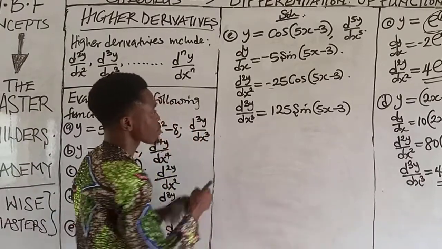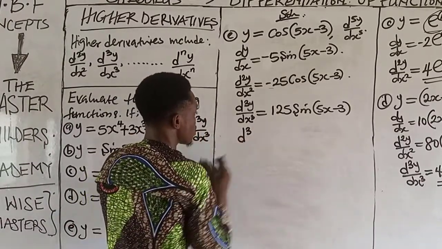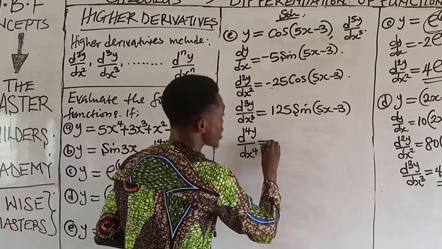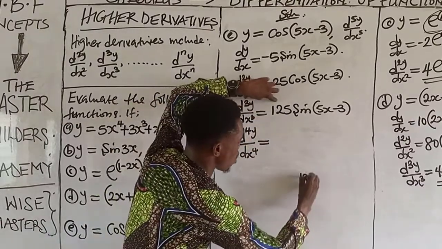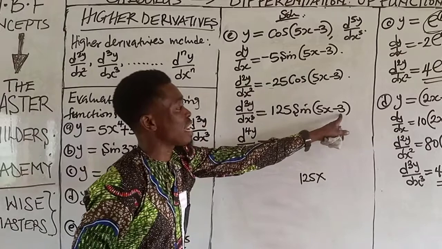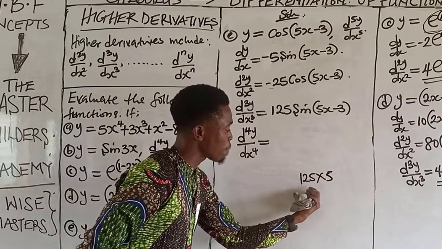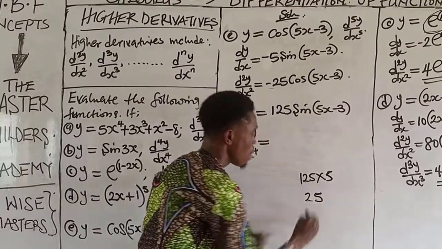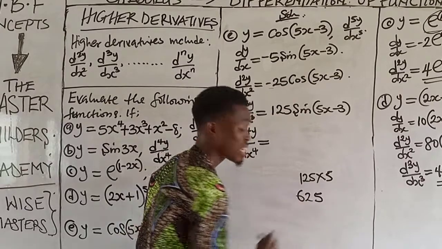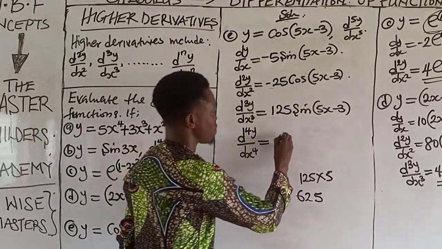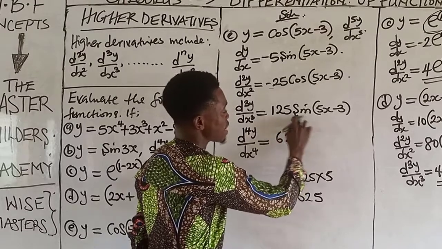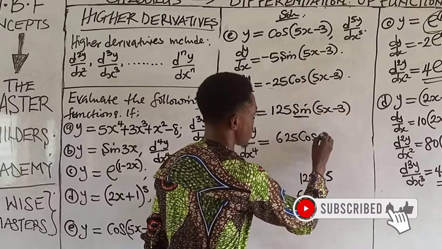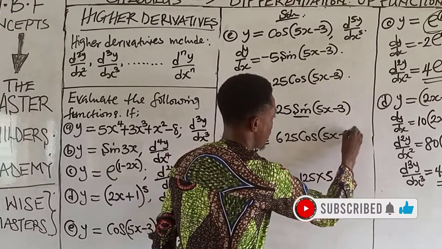For the fourth derivative, we have the fourth d^4y over dx^4. And this is equivalent to now, when we put down the existing coefficient, multiplied by, when we differentiate 5x minus 3, we have 5. Multiply this by this, you have 125 times 5, which is 625. So we will put down 625. Now differentiate the trig identity here. When you differentiate sine, you have positive cos. So this will not change the sign. Then we have 5x minus 3.